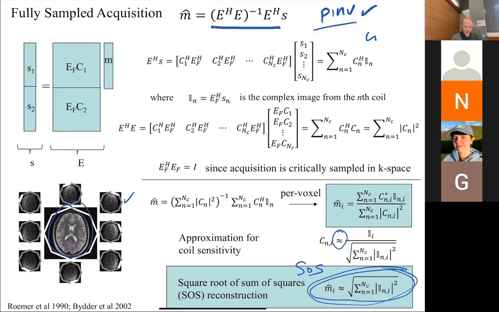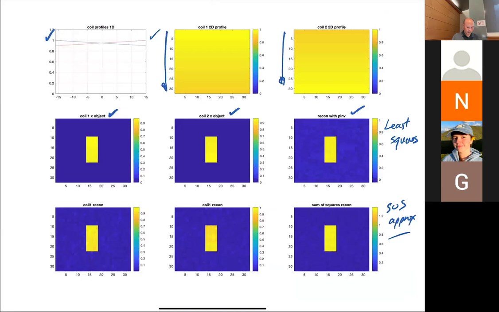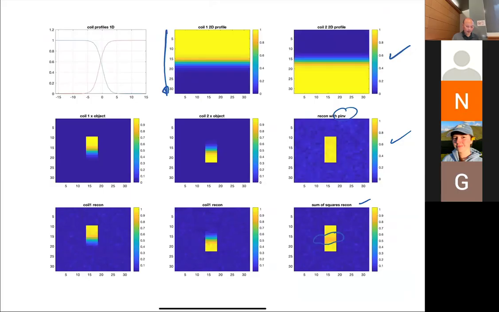All right. Okay, so basically this top solution here is the pseudo inverse solution. Right, that's the least squares solution. And this is the sum of squares approximation. All right. So you're sort of seeing that when the coil profiles are overlapping quite a bit, the least squares and the sum of squares do pretty well. And then here, they don't do so well when the coils have distinct areas, right?